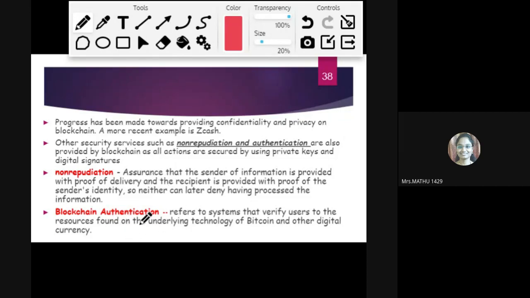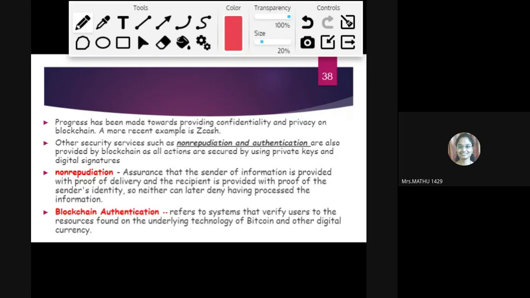And the next one is authentication. This refers to systems that verify users to the resources found on the underlying technology of Bitcoin and other digital currency. It means that whether this particular Bitcoin or digital asset he has spent actually belongs to that particular person. That can be easily verified here in blockchain technology.